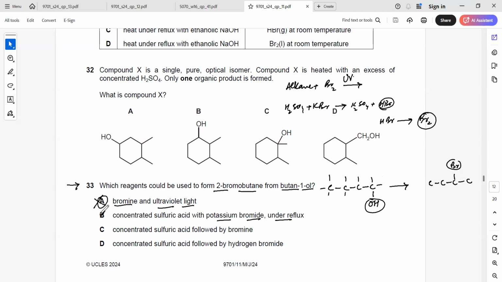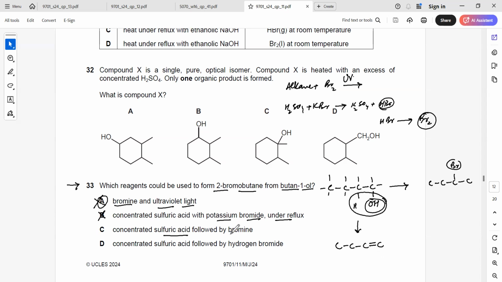Br2 cannot substitute this OH group, but as we know, OH is already on carbon 1, but we are going to produce the product in which the Br is on carbon 2. So not option B. Let's see option C, concentrated sulfuric acid followed by bromine. Okay, if we use concentrated sulfuric acid, what happens? Elimination reaction and we will get 1-butene, right?